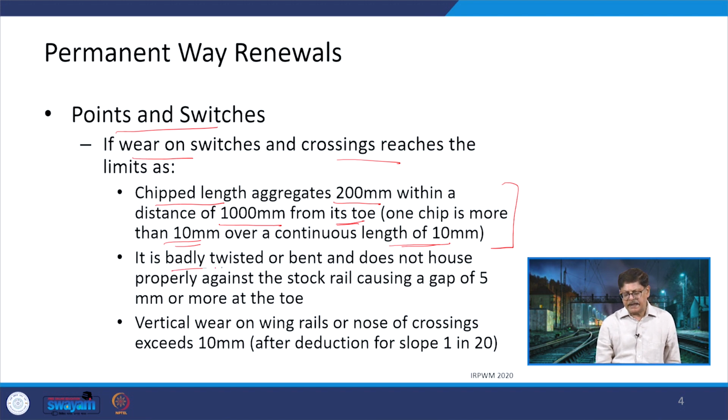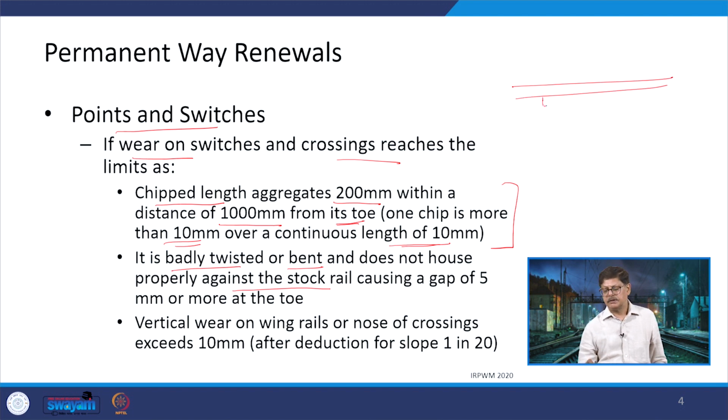Or if it is badly twisted or bent and does not house properly against the stock rail. So, when you are talking about the stock rail, it is straight like this, and then there was a heel block, and with respect to this heel block, another rail was provided which was a tongue rail. So, this is a tongue rail and this one is a stock rail.